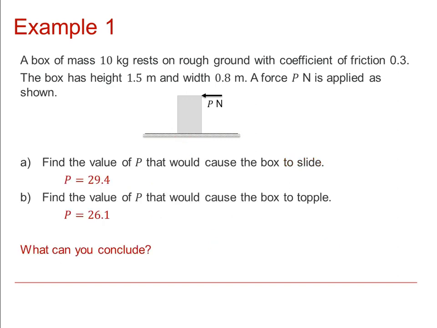So those are our two results. It will begin to slide if we can get P to be 29.4 and topple if P is 26.1. Now obviously, therefore, it's going to topple before it begins to slide. So we can say that the box will topple before it slides.